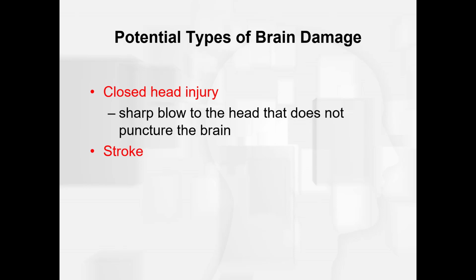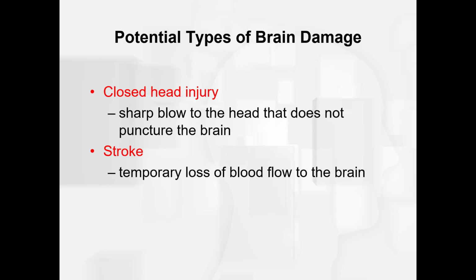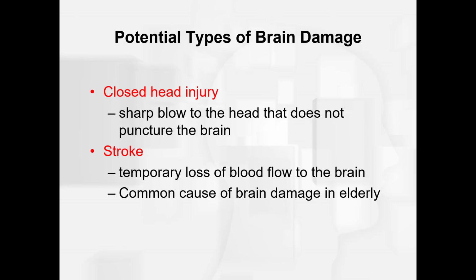Another one that I want to bring your attention to is stroke. So stroke is basically a cerebrovascular accident. It's temporary loss of blood flow to the brain. So that's where it's blood flow being that cerebrovascular. And it's an accident because obviously we didn't intend for it to happen. And it's a very common cause of brain damage in the elderly.